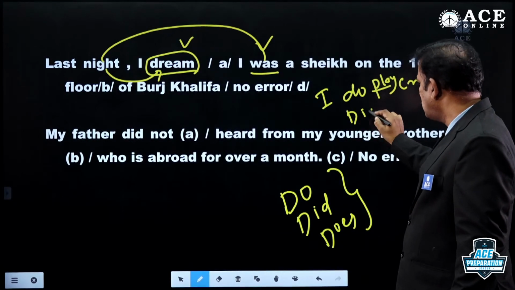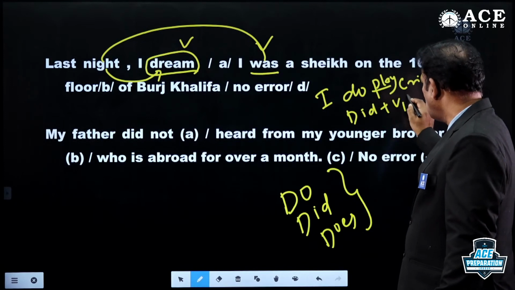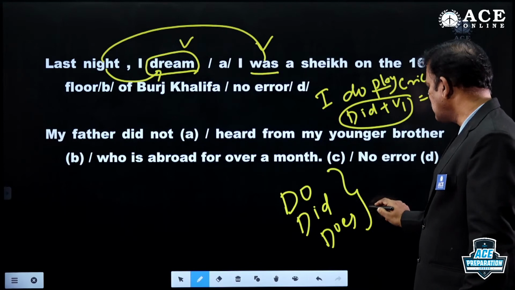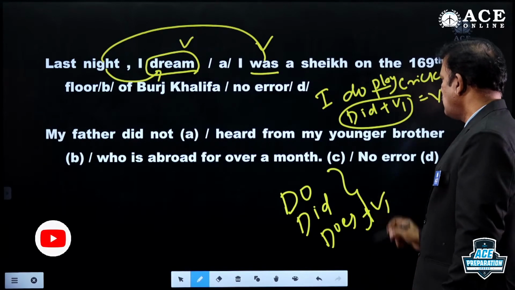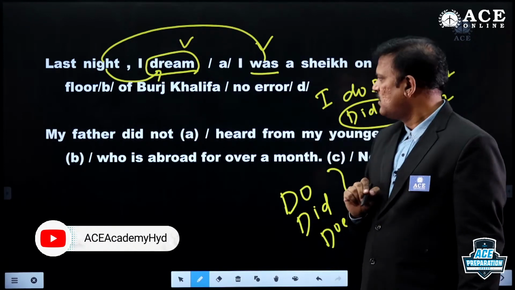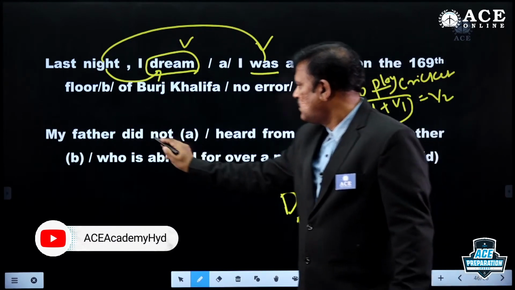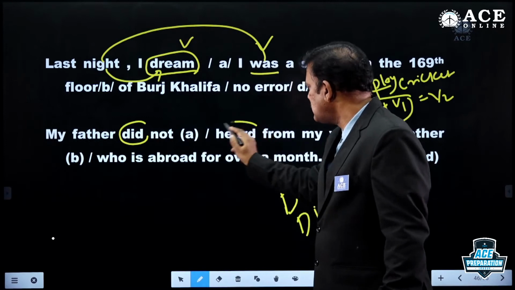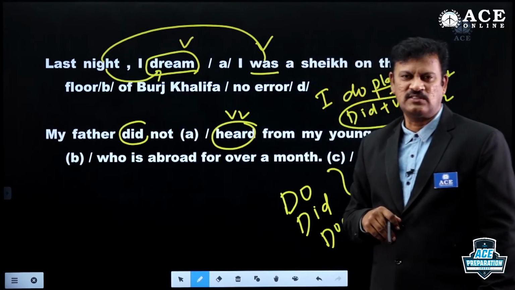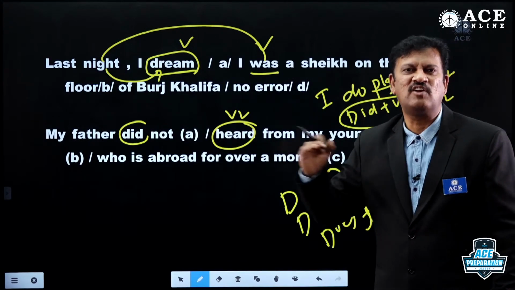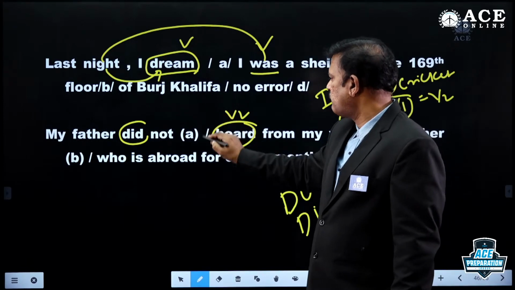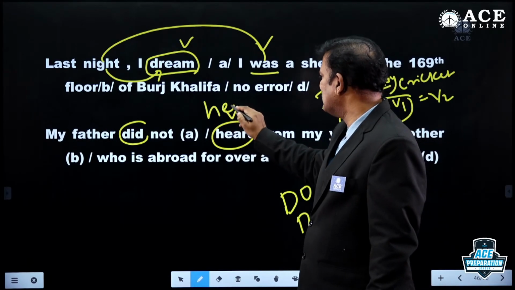After did plus V1. Did plus V1 is equal to V2. Even after does also we need to have V1 form. Pay attention to this. Did plus V1 is equal to V2. If you use did and V2, it is like two times you are using this. I did not go. You are using two times. No need of that. So, my father did not hear.